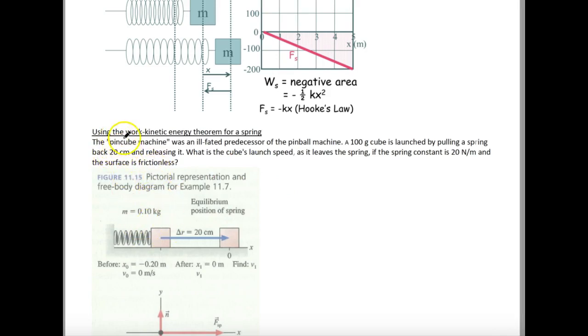So this is called a pin cube machine. It's not a pinball machine, otherwise this would be a ball. It's a pin cube machine. It's an ill-fated predecessor of the pinball machine. That's a joke. You have a 100 kilogram cube.